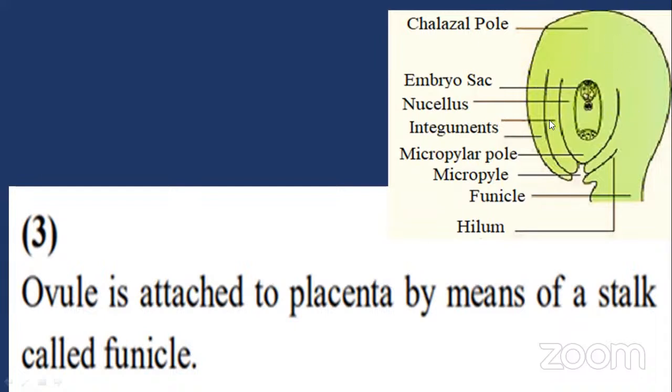This is the entire structure. What is that? Ovule. See, that ovule is attached to the placenta by means of a stalk called the funicle. What is that? The stalk called funicle. This part is funicle. Okay.